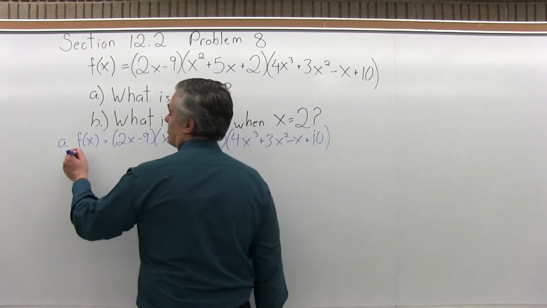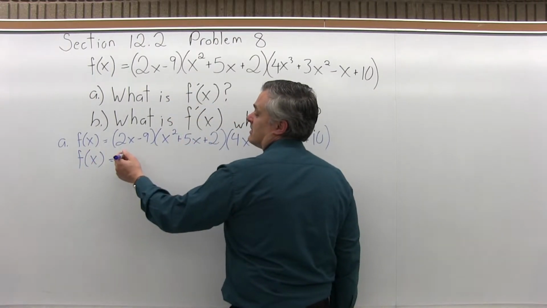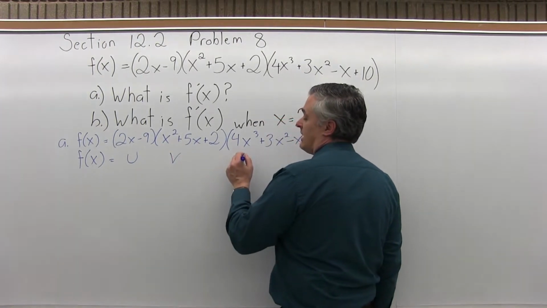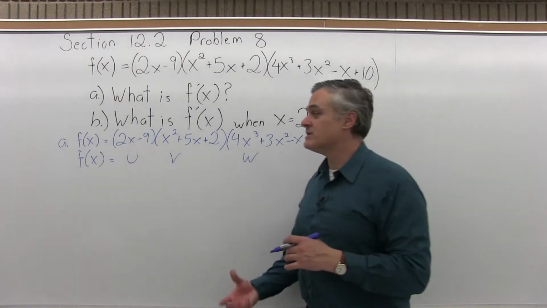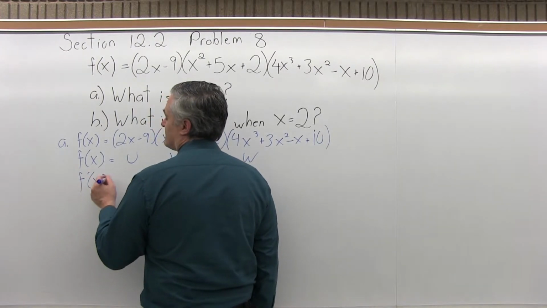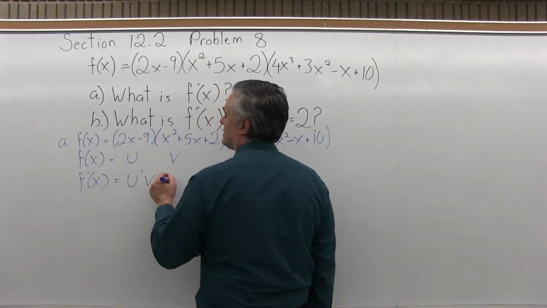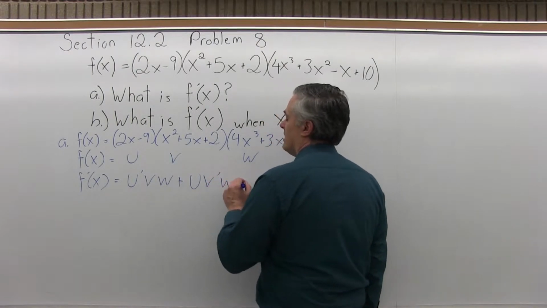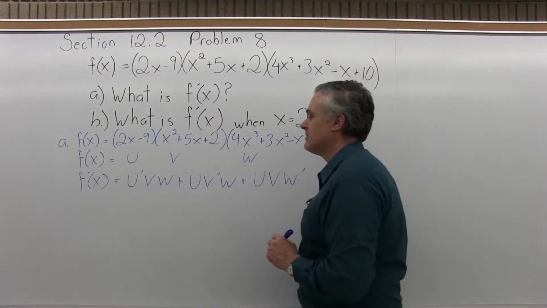But the way to approach a problem like this, I think the most efficient way, is the first part of the product, call it a u, the next part is a v, and the last part is a w. And you can expand that product rule to as many parts as you need to. F prime of x equals u prime times v times w plus u times v prime times w plus u times v times w prime.